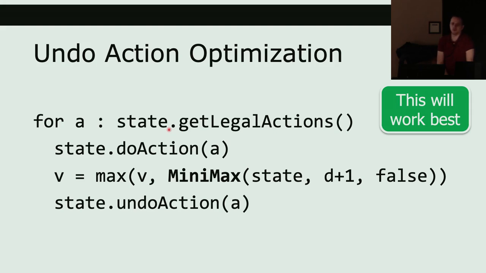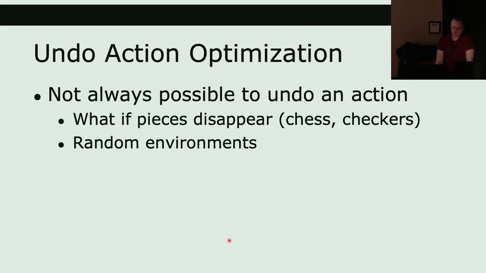And so this way, if we have an efficient way of undoing an action, then what we can do is just do the action, then make the Minimax call, then undo the action, and this will work. And it will be tens of times faster, probably, per node than copying it. Now, that depends on the programming language, etc. But keep in mind, it is not always possible to undo an action.